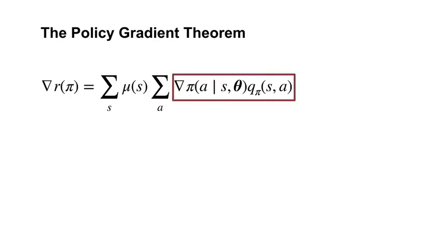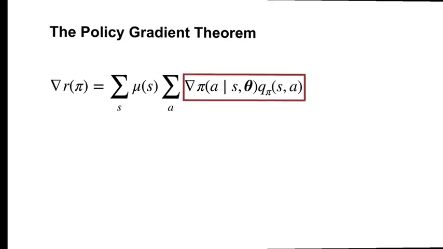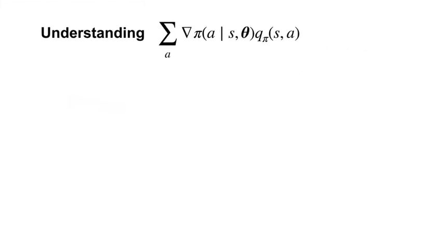In the inner sum, we have the gradient of the policy times the action value function. Let's try to understand this term a little better. The gradient of the policy is easy to compute as long as our policy parameterization is differentiable. The gradient of the policy tells you how to adjust your parameters to increase the probability of a certain action.